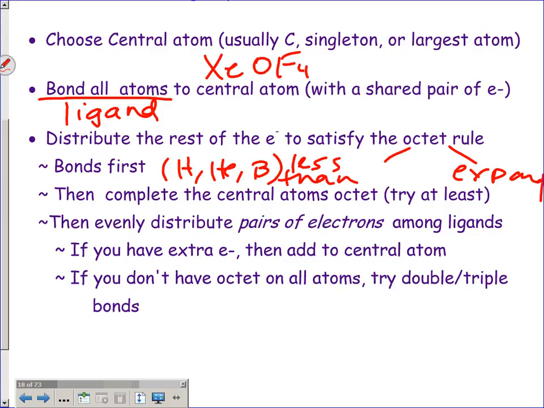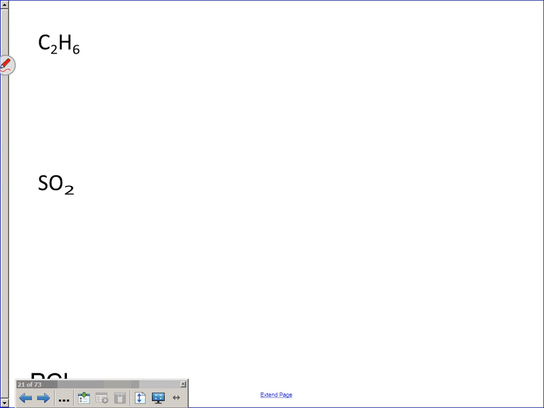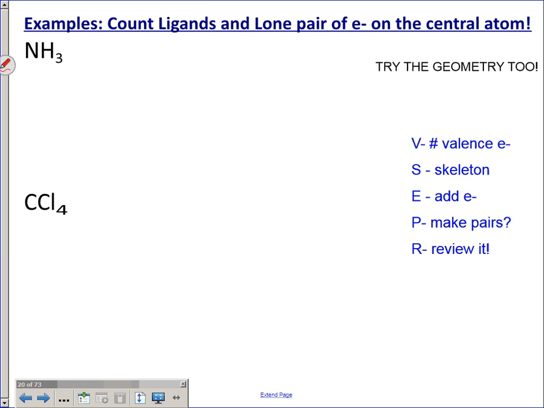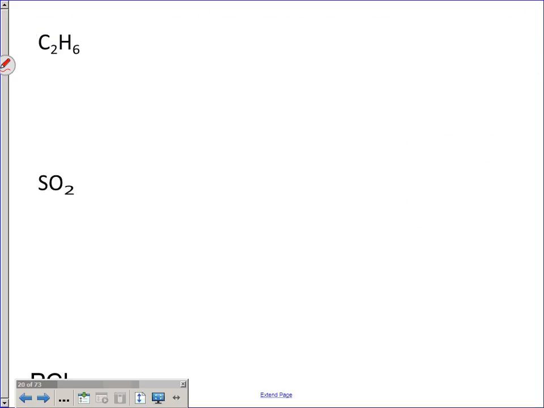Are we going to go over the sheet? I'm going to go over examples to help you with the sheet. Because your sheet is your lab, and I'm not going to go through and draw all the ones in your lab. Okay, so we did ammonia yesterday. We did this one as well? Yes, we did both of these. Okay, I'm going to go through the next couple of examples.